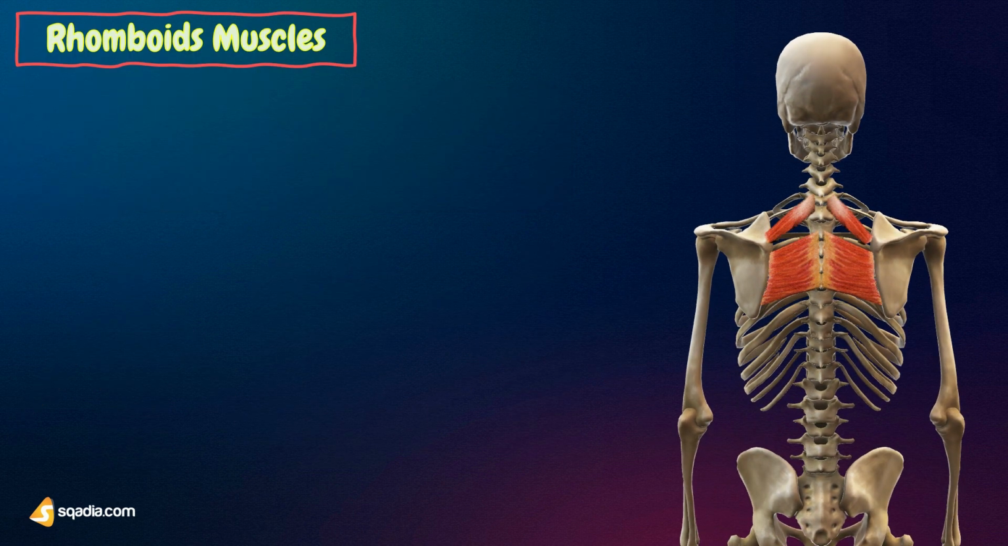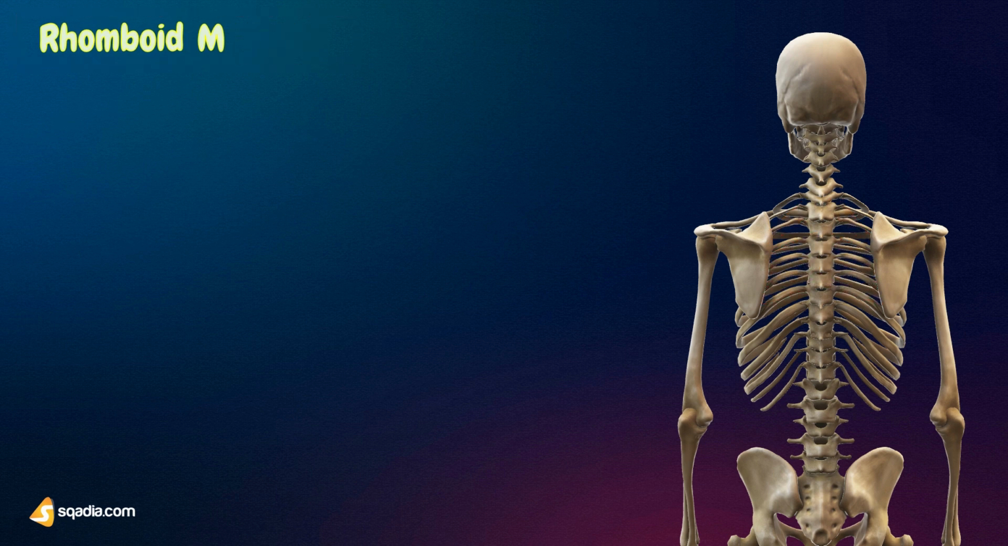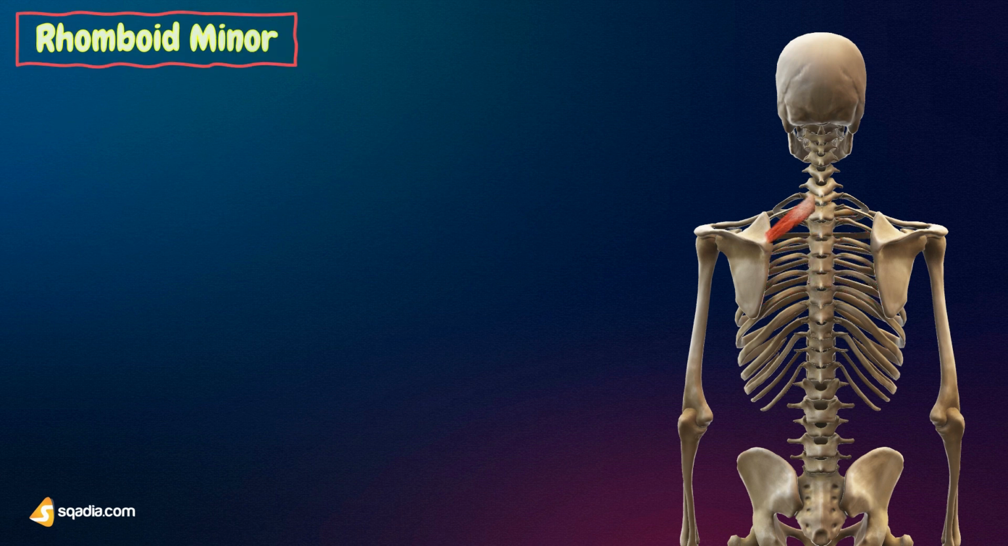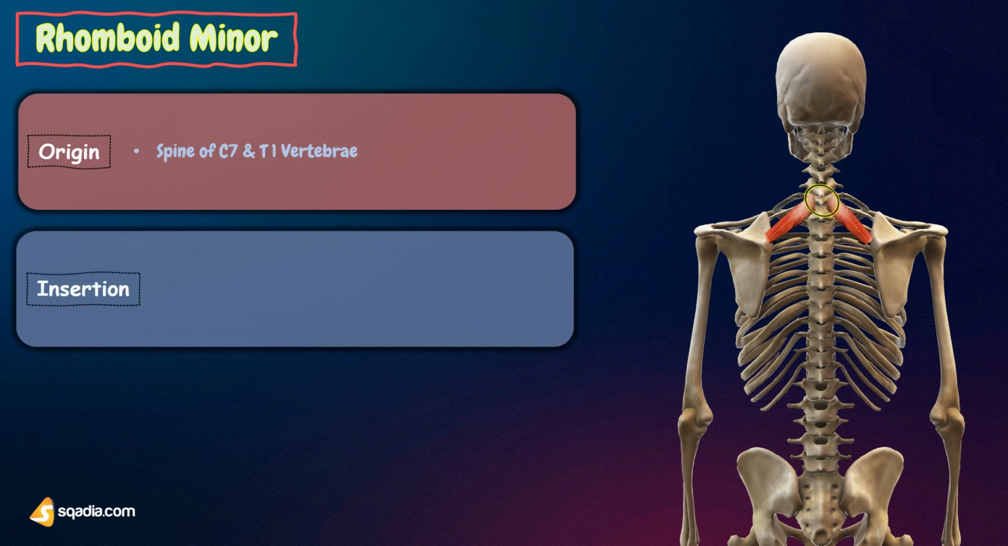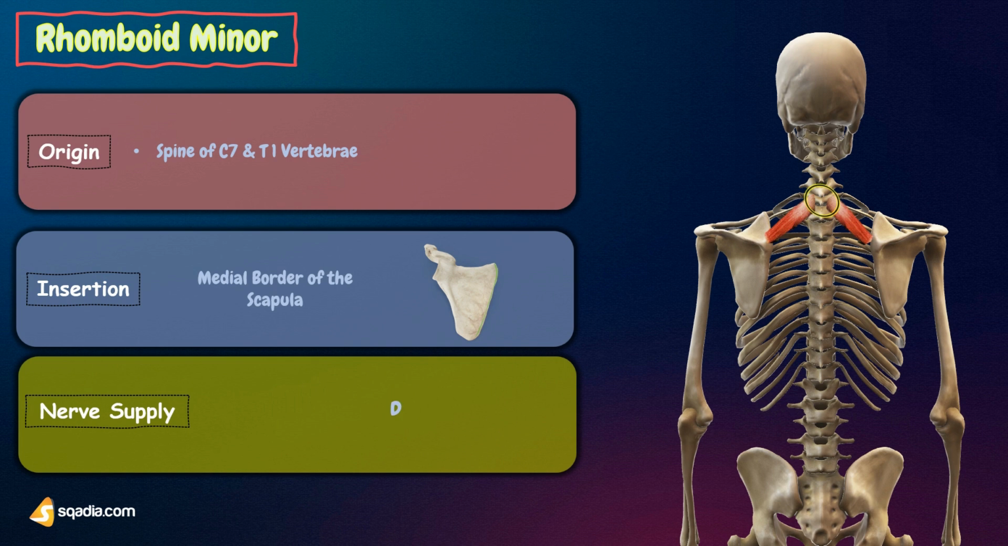Lastly, we have the two rhomboid muscles that have similar functions and nerve supply, but differ in their origin and insertion. Rhomboid minor originates from the lower part of the ligamentum nuchae and spines of the 7th cervical and 1st thoracic vertebrae. The fibers of this muscle are then inserted into the medial border of the scapula, opposite the root of the spine. Nerve supply is from the dorsal scapular nerve.